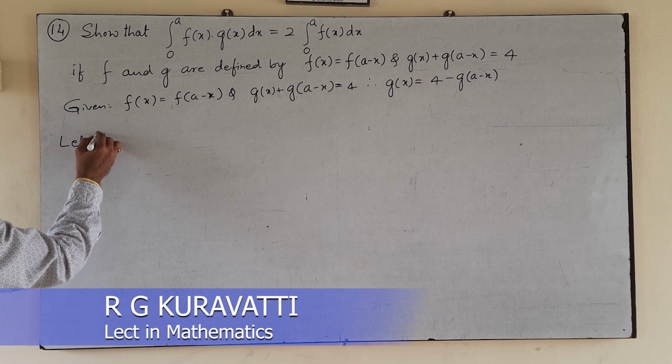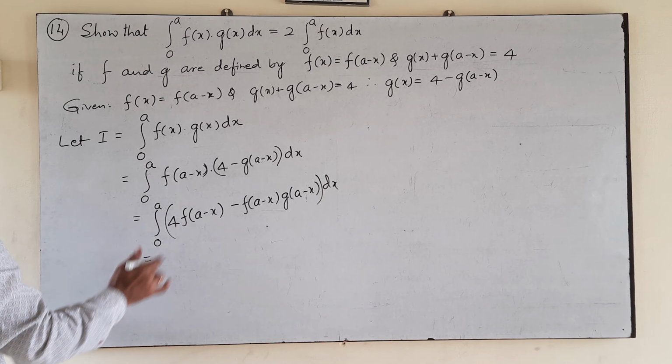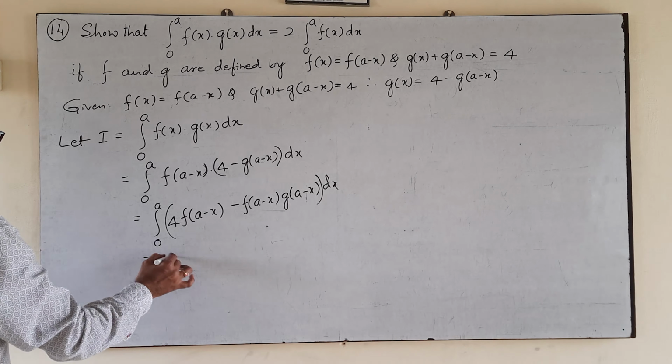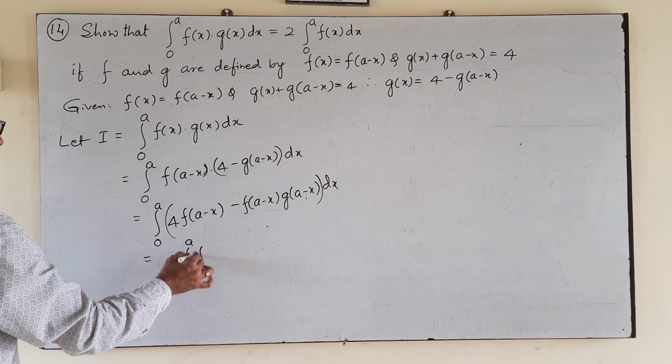Then simplify, 0 to a. Remove that bracket. f of a minus x into 4, that is 4 times f of a minus x, minus f of a minus x into g of a minus x, with respect to x. Correct? Now split the integral: 4 into integral from 0 to a of f of a minus x with respect to x, minus integral from 0 to a of f of a minus x into g of a minus x with respect to x.